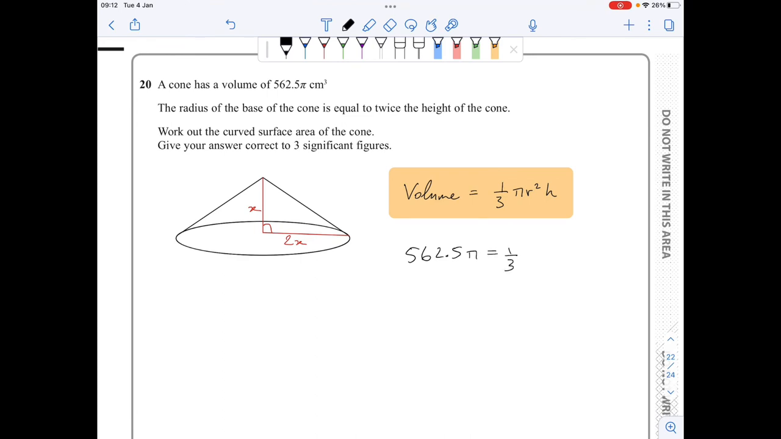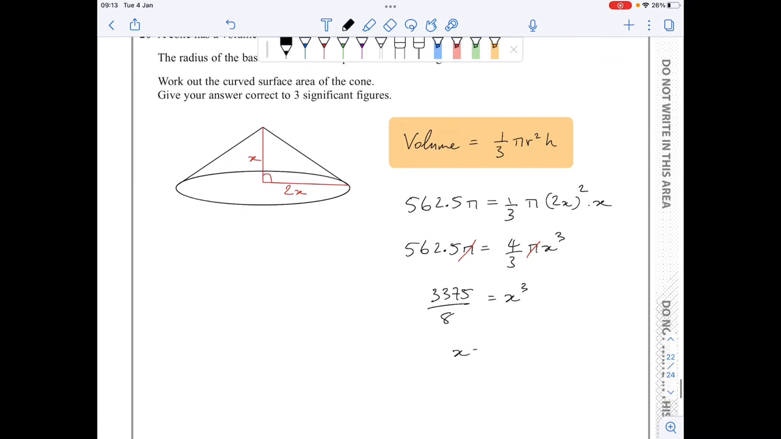562.5 pi is equal to 1 over 3 pi times 2x squared times x. So 562.5 pi is equal to 4 over 3 pi x to the power of 3. I can cross out the pi's, and then if I divide by 4 over 3, I will get x cubed is equal to 3,375 over 8. So x will come out to be 7.5.